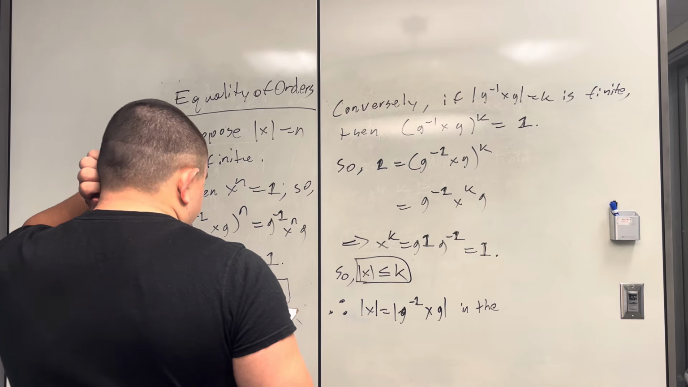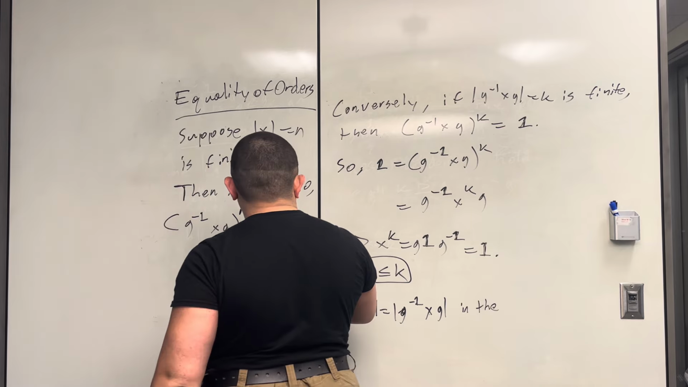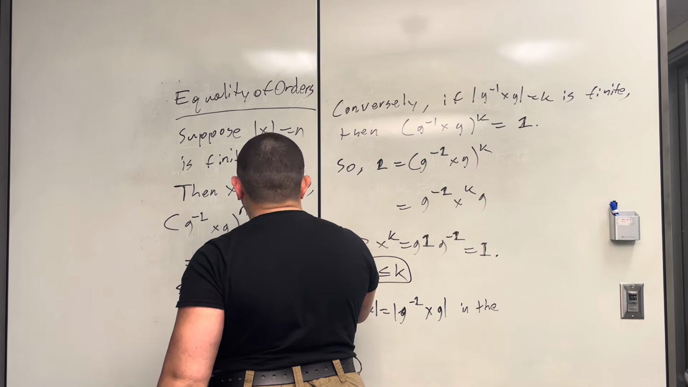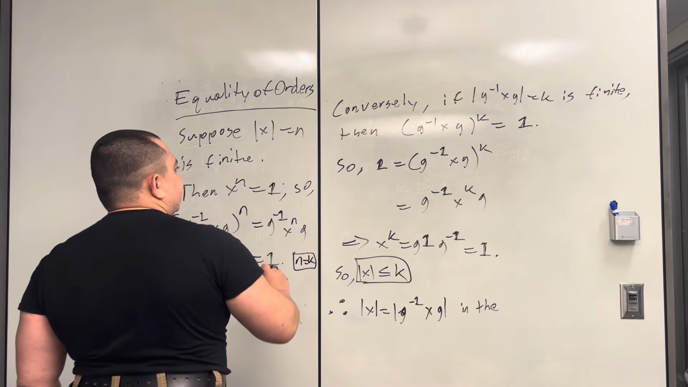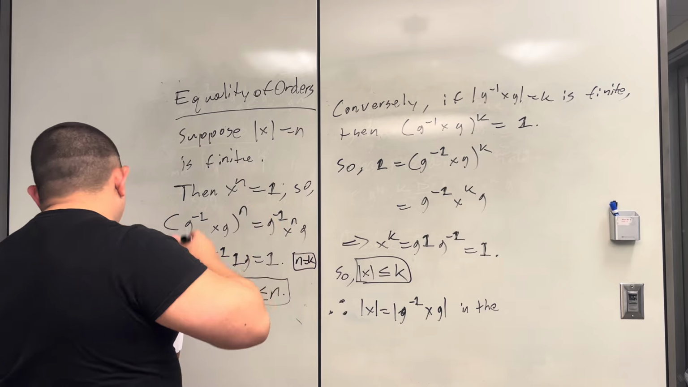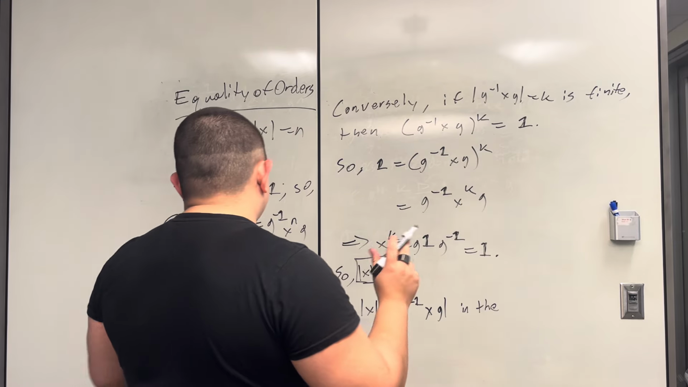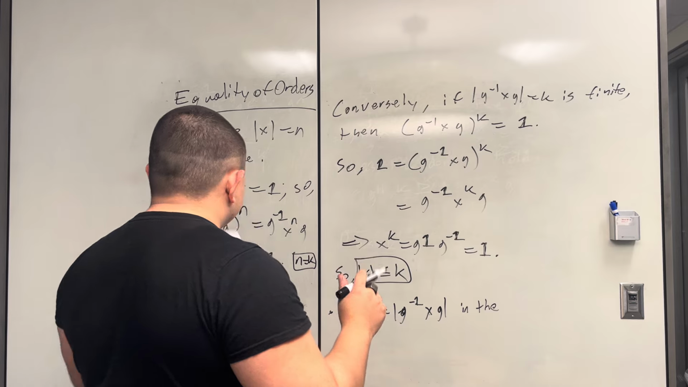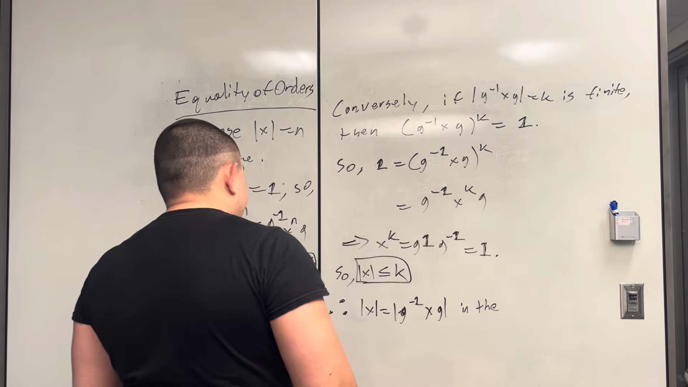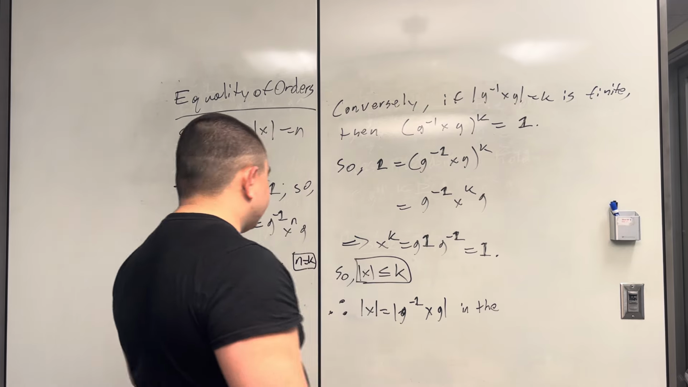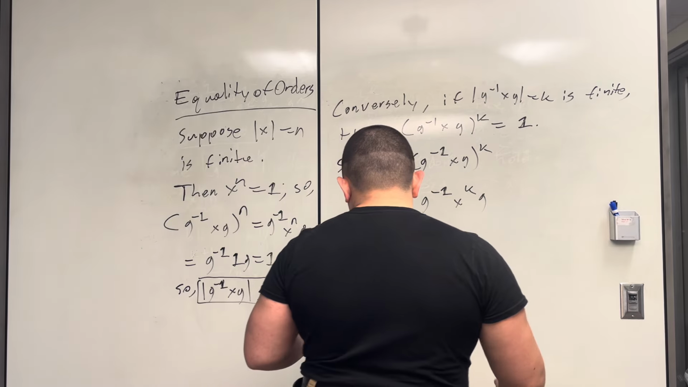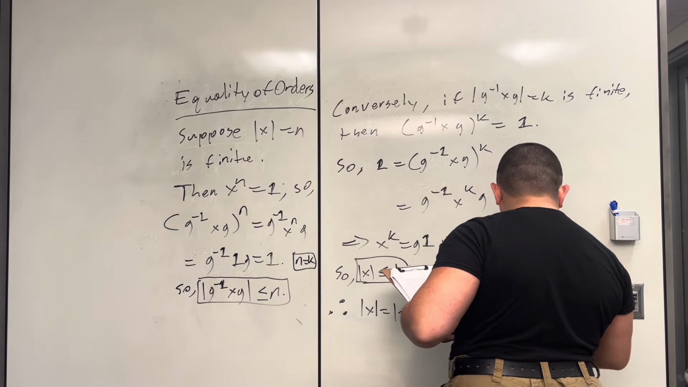Okay, I mean, swap that out for k, right? And then it's finite because we chose k to be an arbitrary positive integer, such is the case with n here. So we can say this for notational purposes. Therefore, the order of x is equal to the order of g to the negative 1 times x times g in the finite case.